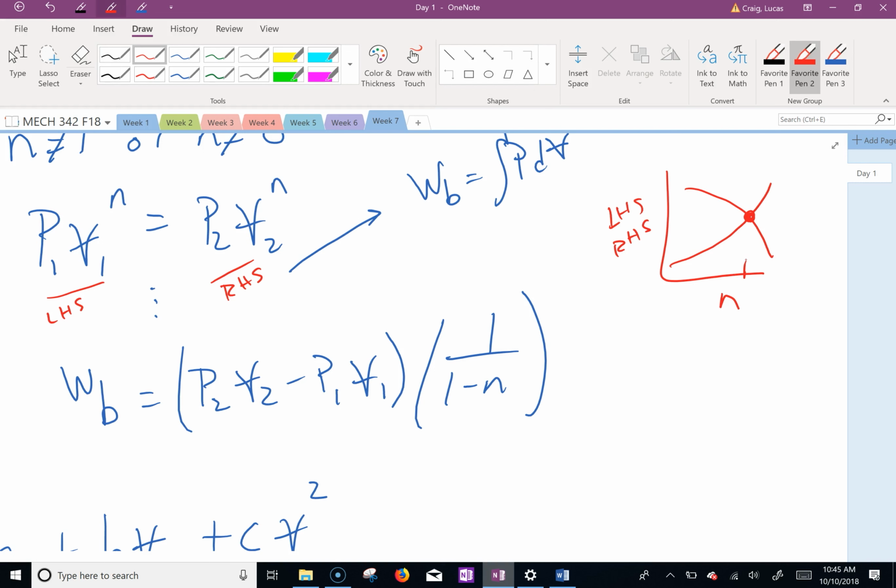It's doable. It's not that bad. It's just got to remember some log rules.